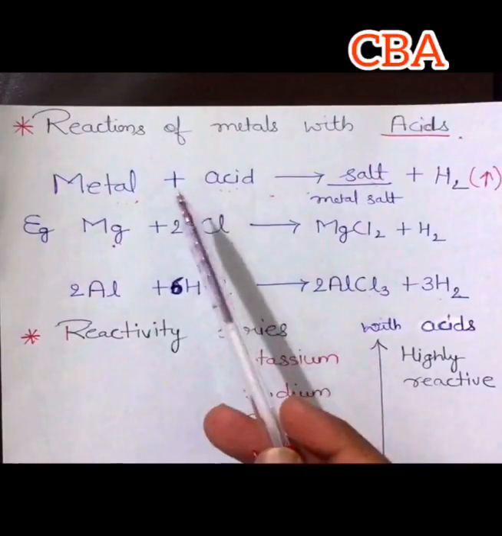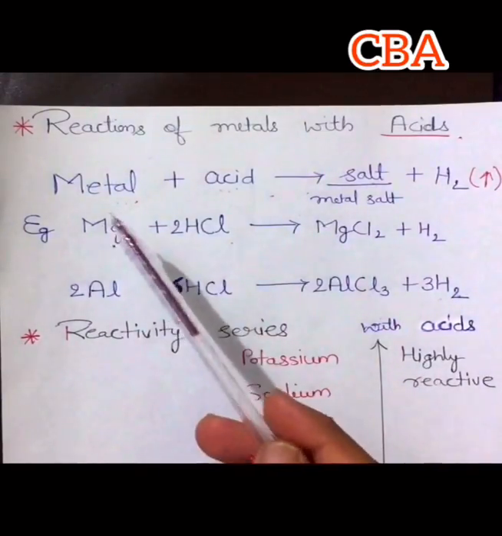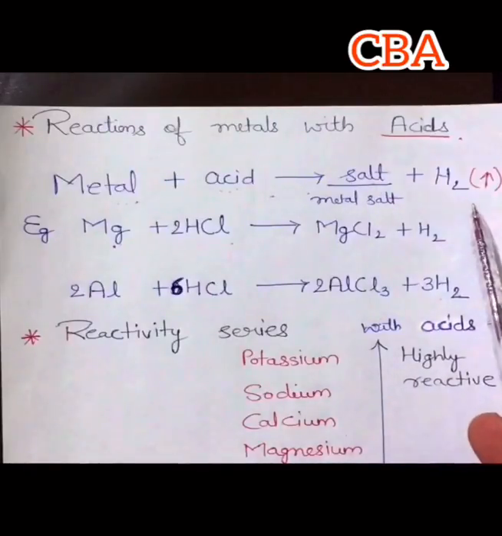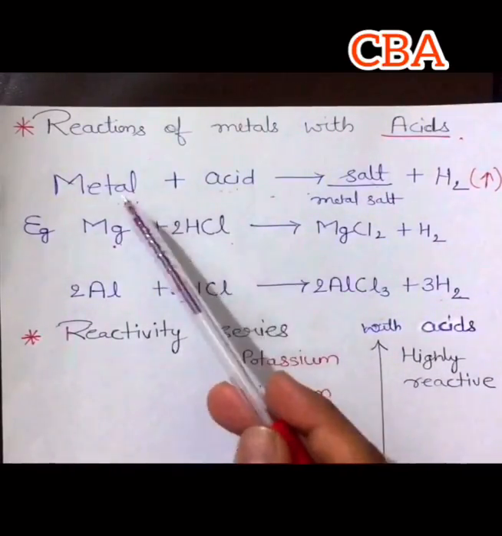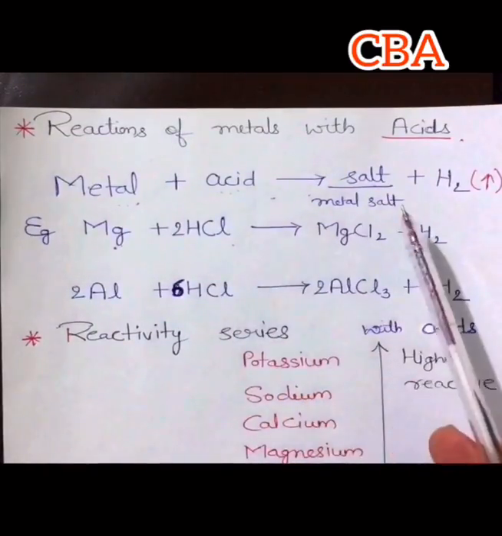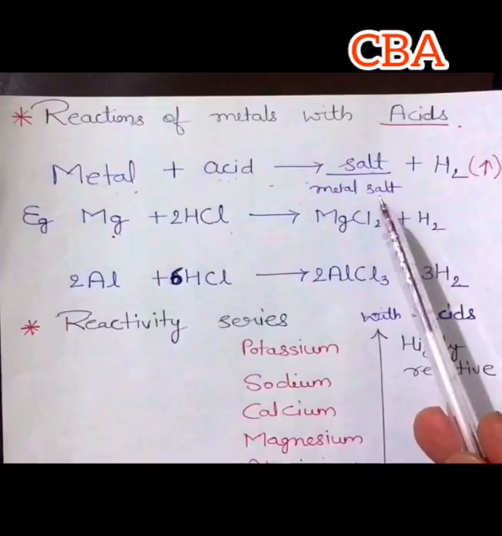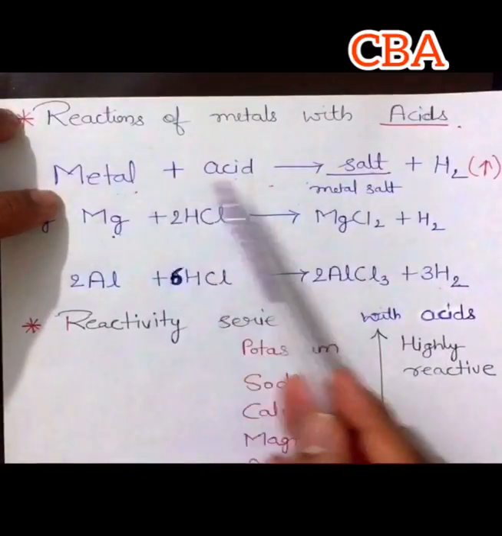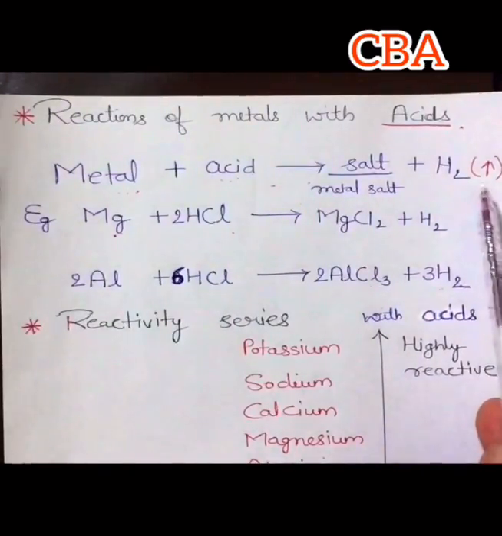Today's topic is reaction of metals with acids. Whenever a metal reacts with an acid, it forms a salt and hydrogen gas is released. Whenever a reaction occurs between a metal and an acid, a kind of salt is formed, which we call the metal salt, as it is formed from the metal only. And hydrogen gas is released in that case.